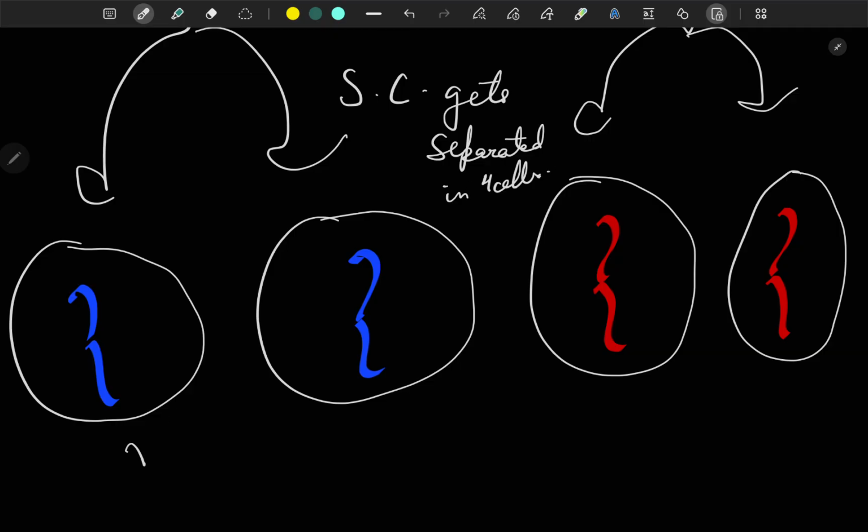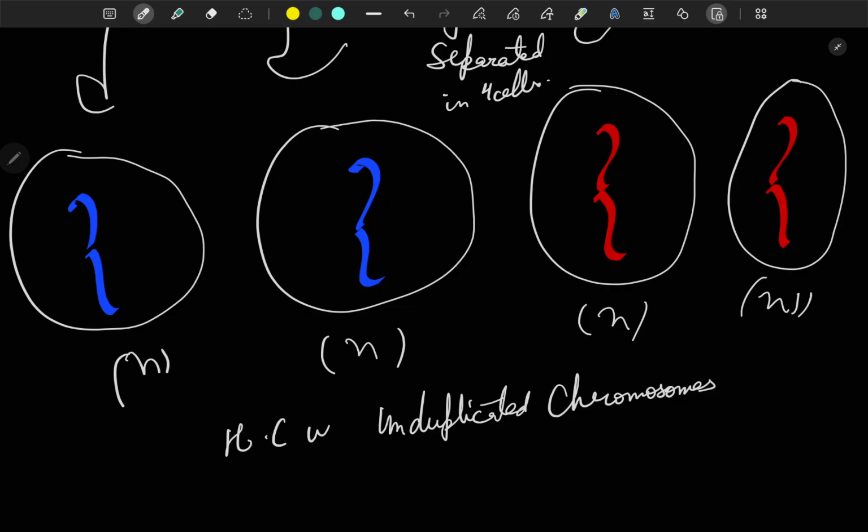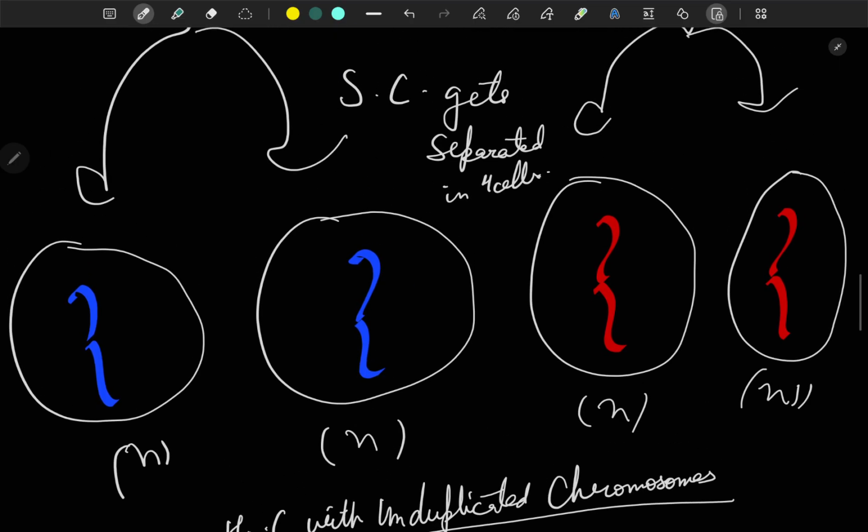These are still haploid. But now they are not duplicated. They are unduplicated chromosomes. We have four haploid cells with unduplicated chromosomes now. This event, we can mark this phase as meiosis II.